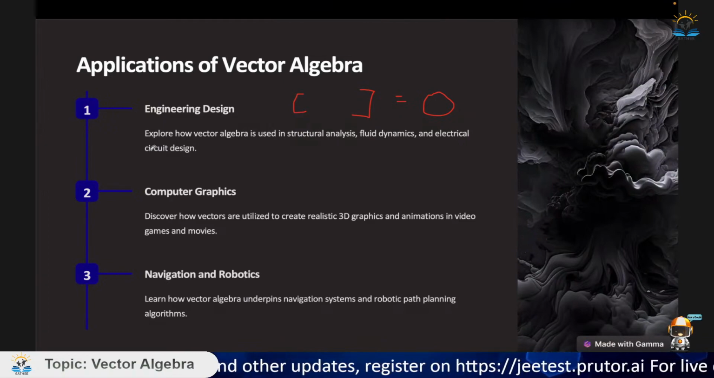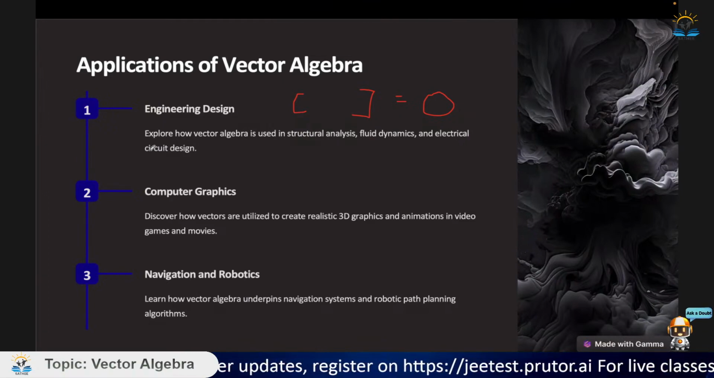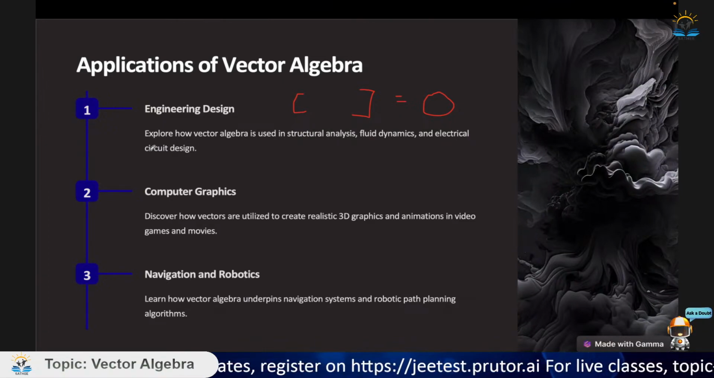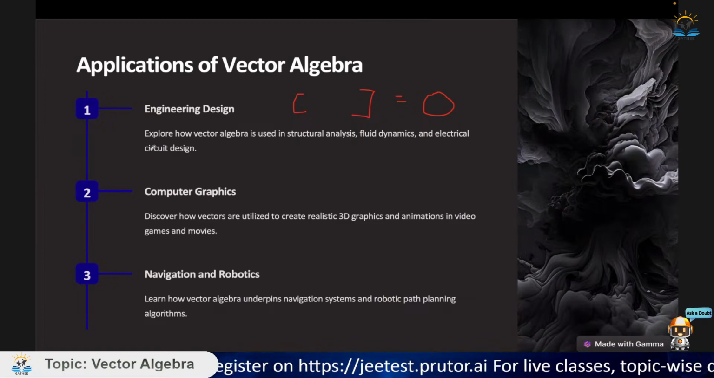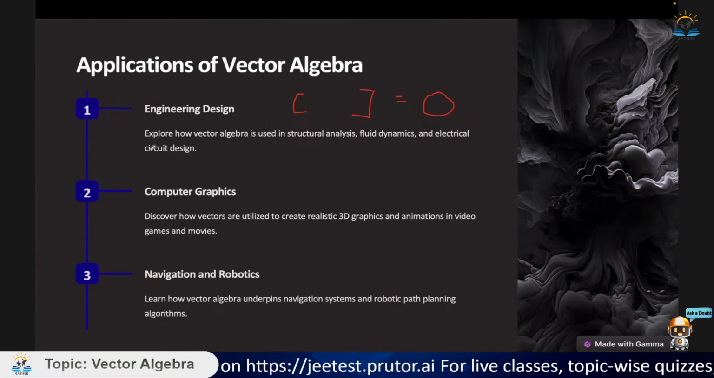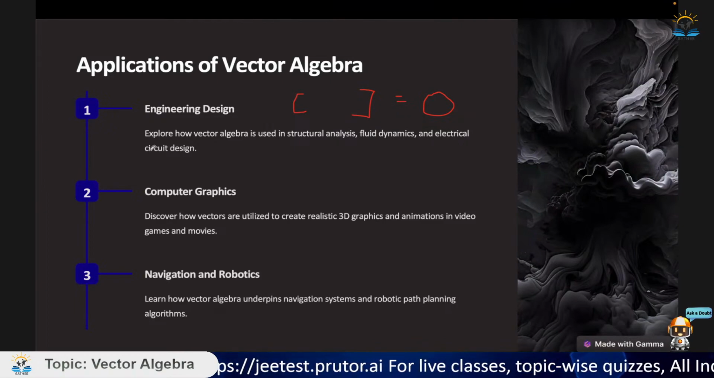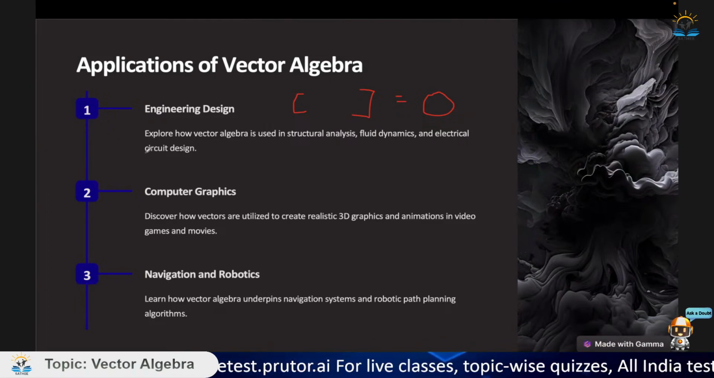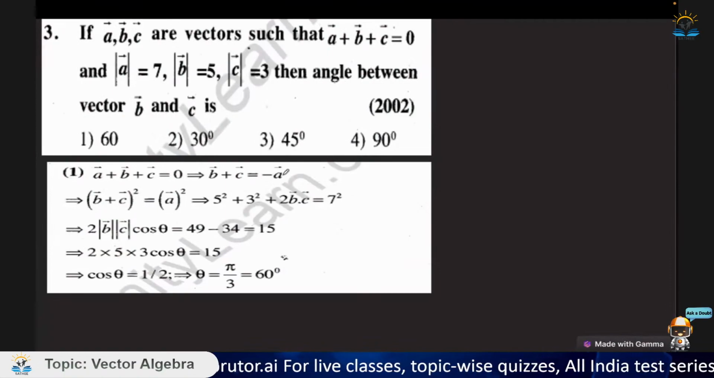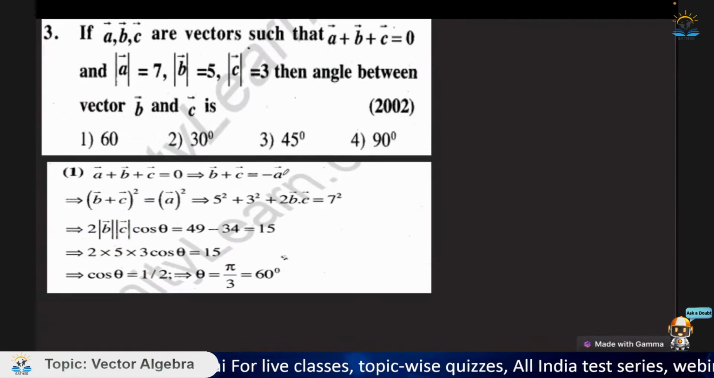We will next move to the vector triple product, which is A cross B cross C. Please take care that when we are considering A cross B cross C, the bracket is on B cross C.